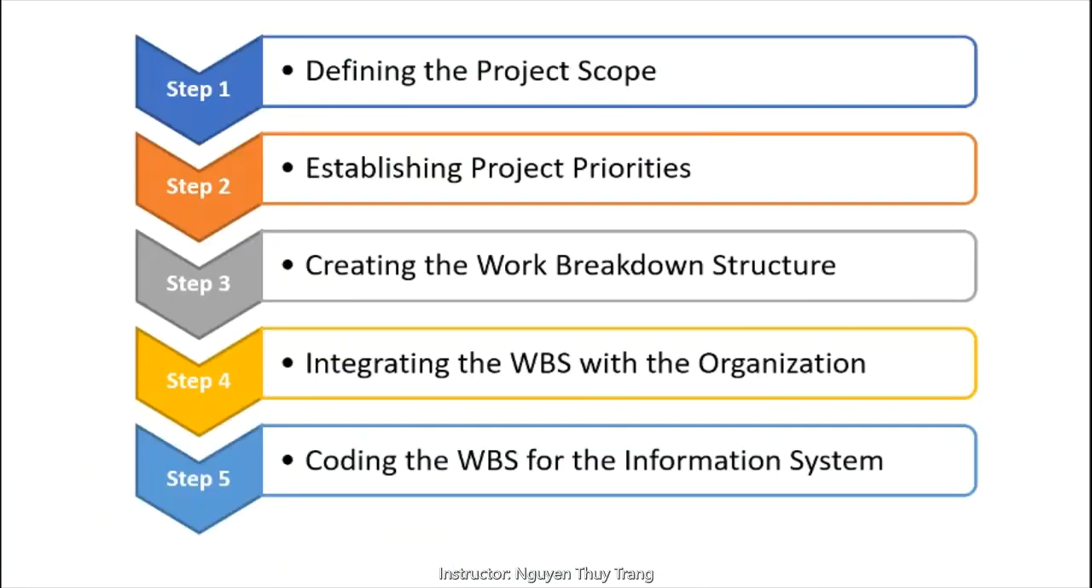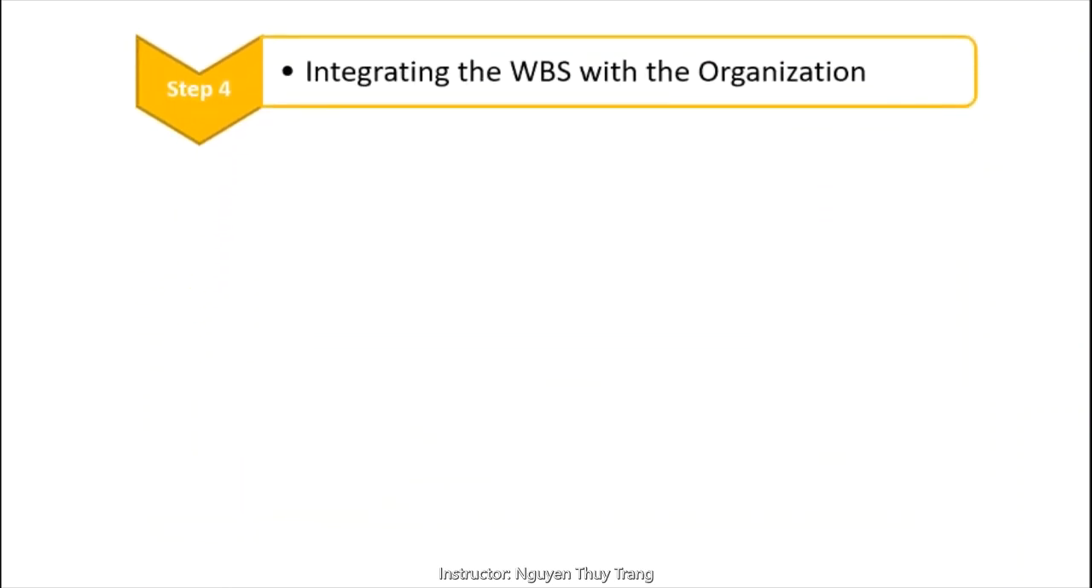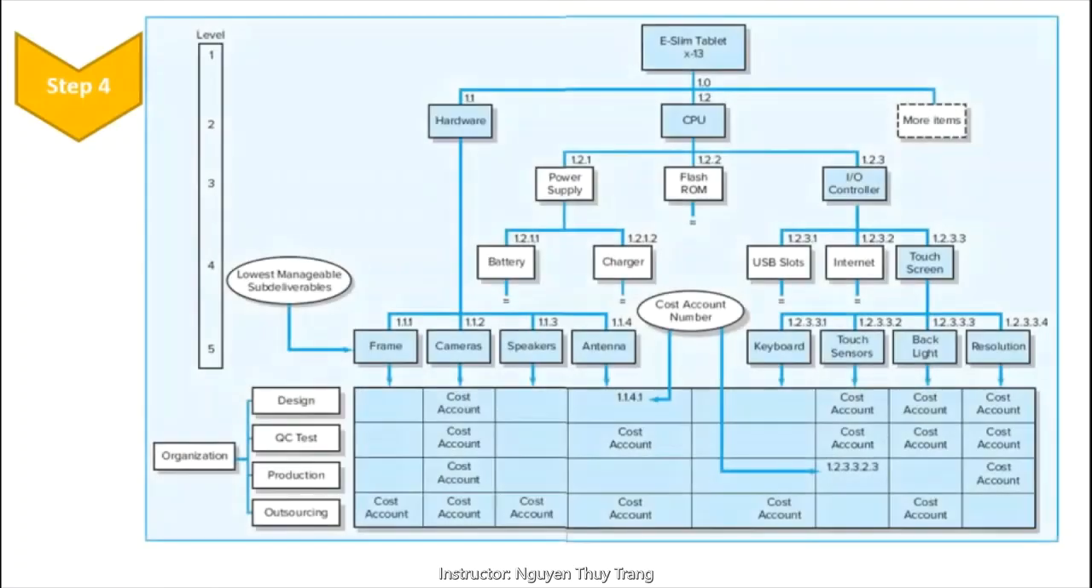Step 4. Integrating WBS with the organization. As the WBS is developed, organizational units and individuals are assigned responsibilities for executing work packages. This integrates the work and the organization. In practice, the outcome of this process is the organization breakdown structure. The organization breakdown structure assigns the lowest organizational unit the responsibility for work packages within the cost account.